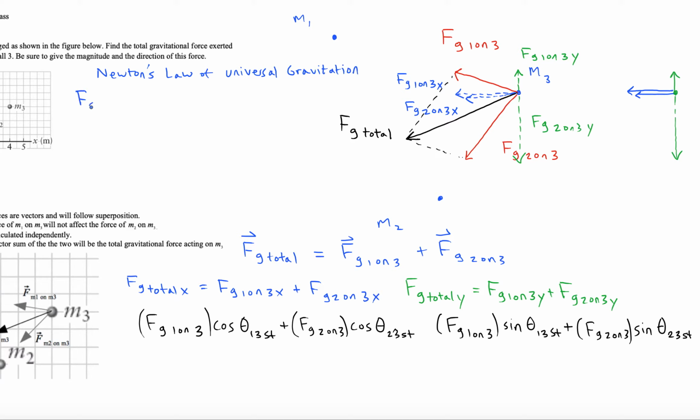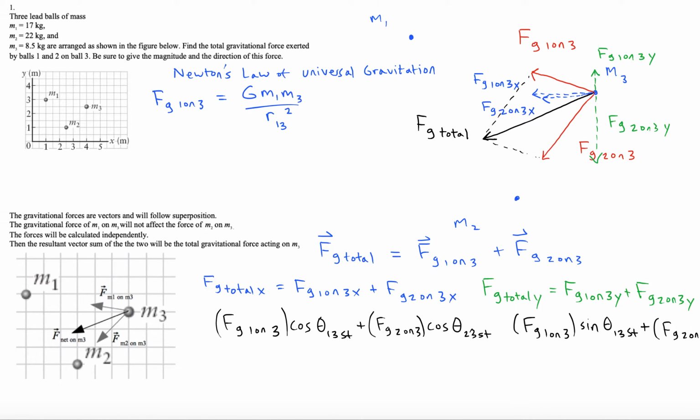According to the law here, the magnitude of FG1 on 3 will be G times m1 m3 over the distance between those particles squared. So let's take a look at the grid here, and we see G is going to be 6.67 times 10 to the minus 11. That's just a constant. M1 is 17 kilograms and M3 is 8.5.